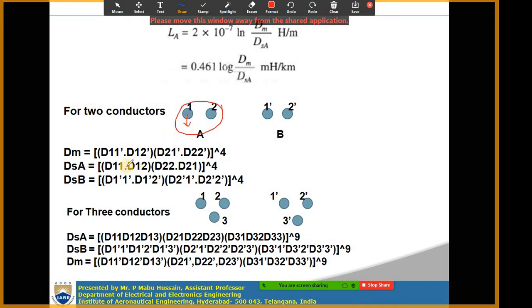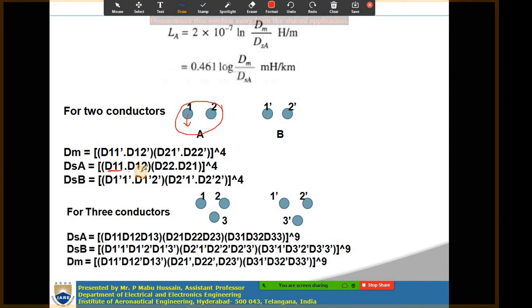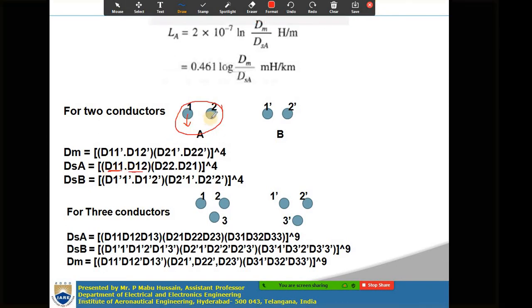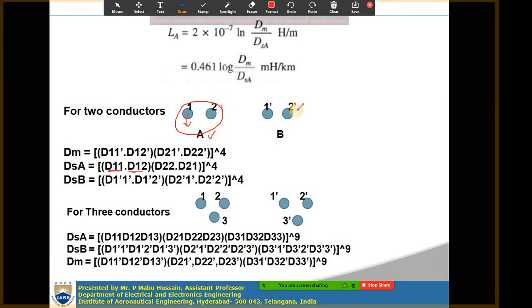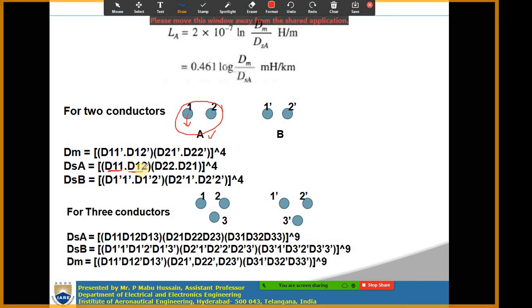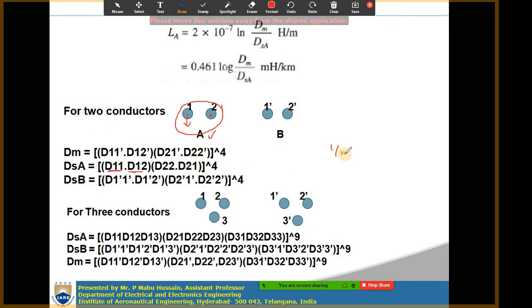Which is all the distances: D11, considering itself also, and D12 you will get if you consider the first one. Self means only for conductor A, you should not consider conductor B elements. So, D11 into D12, into, then you have to consider the second conductor, this will be D22. You have to consider the same conductor also, D22, into distance from other conductors. Other conductor is only one, which is 1. So, which is D21, whole to the power of 1 by n square here.